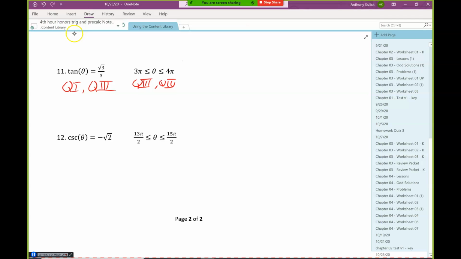So the angle that we're looking for is actually this one, right? Everybody agree with that? Notice it going around more than once.